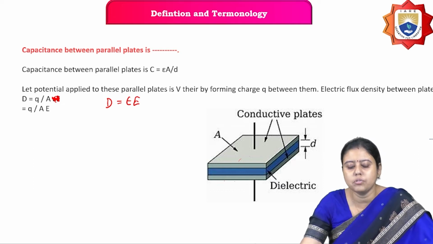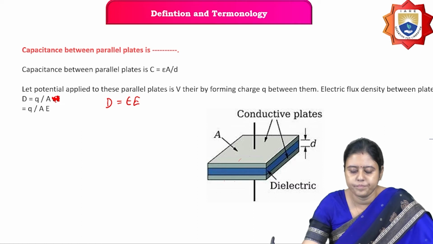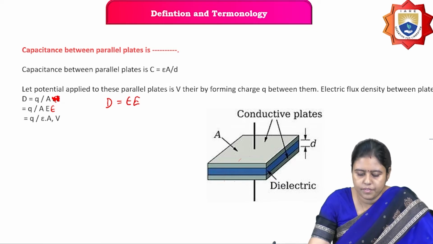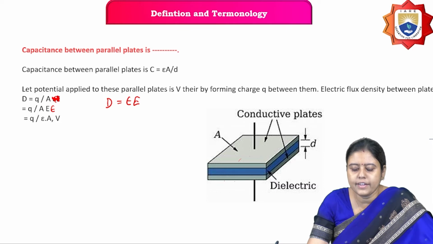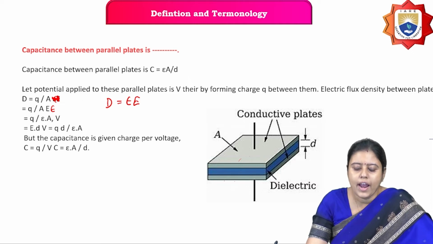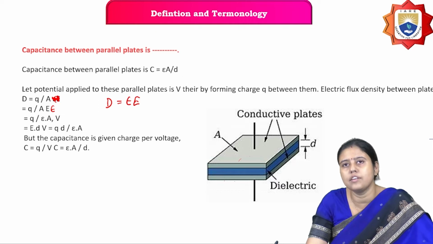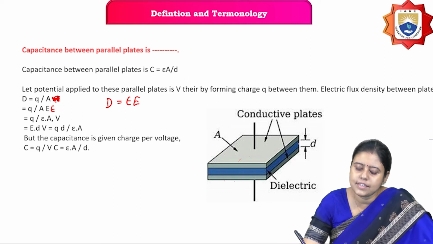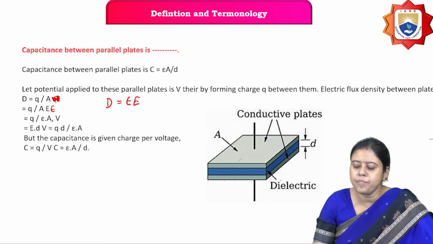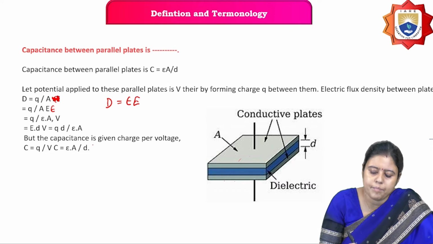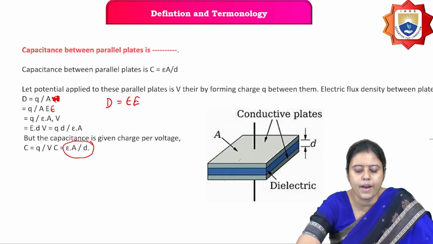So we can substitute Q by A into E into epsilon. After putting the value, the capacitance C is equal to Q by V, and we get C is equal to epsilon A by d, where d is the distance between the two plates and A is the cross-sectional area of the parallel plate. So the capacitance of the capacitor is epsilon A by d.